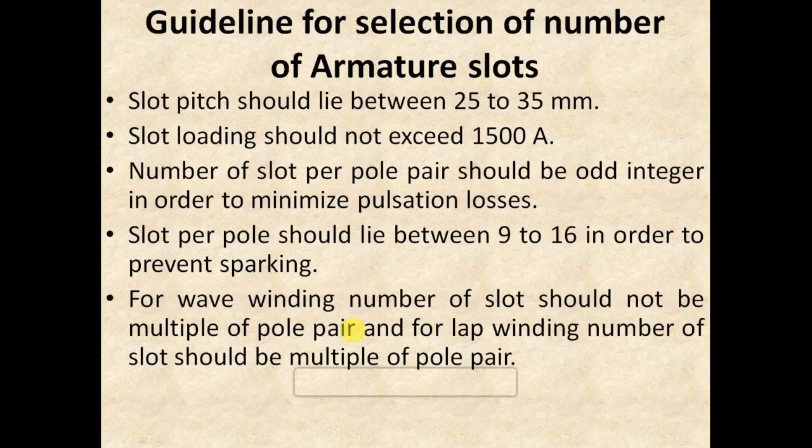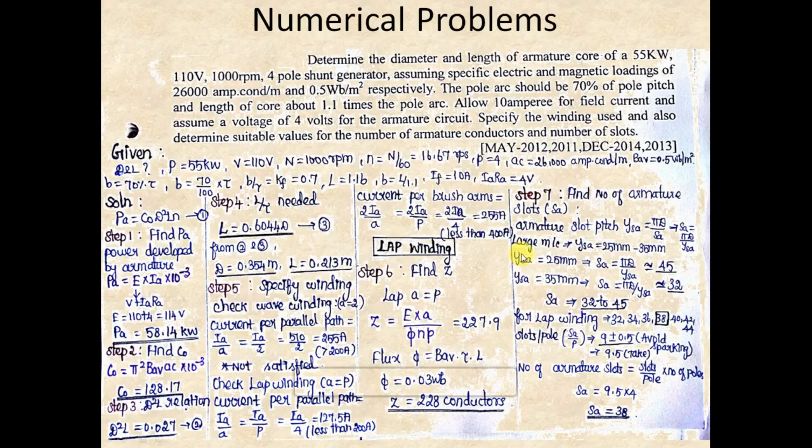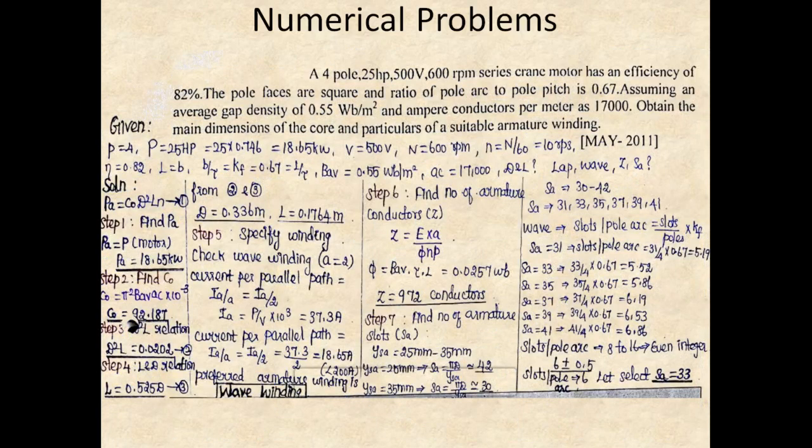So please be very careful. This guideline has a slight modification in the case of small machines. That is, the range is from 8 to 16 rather than 9 to 16. And another important thing which you must remember is, in the case of lap winding, what we will be considering is slots per pole. Its value has to be an integer plus half. Whereas in the case of wave winding, what we will be considering is slots per pole arc. Its value has to be an integer plus half. You must practice more problems from this. Then only you will be able to tackle the problem which will be asked in your university question.